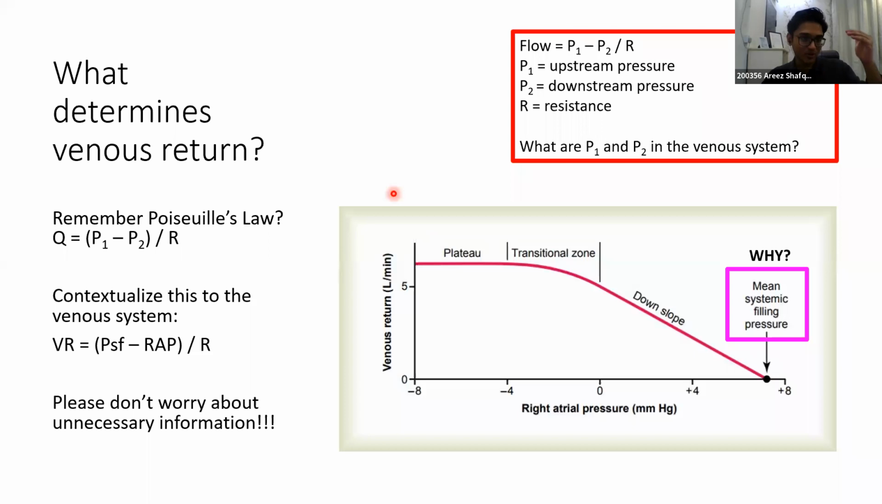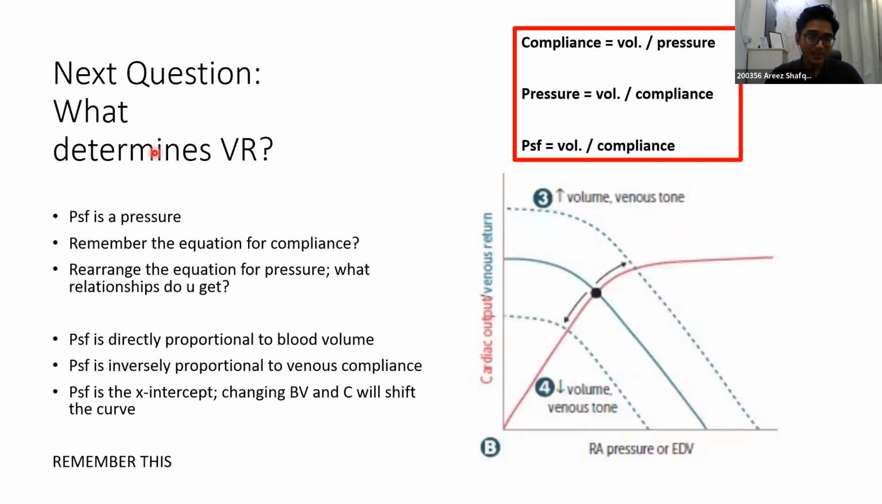Now, we looked at what alters cardiac function, right? The contractility, afterload, preload. Now we're going to look at what alters venous function. You remember I told you to remember an equation for me, which was compliance equals volume over pressure. If I rearrange this equation, I will get pressure equals volume over compliance. PSF, mean systemic filling pressure, is a pressure. That means I can substitute PSF into this equation. And so therefore PSF would equal volume over compliance.